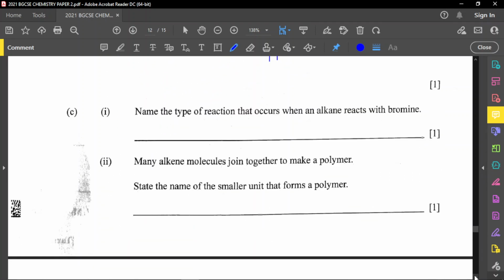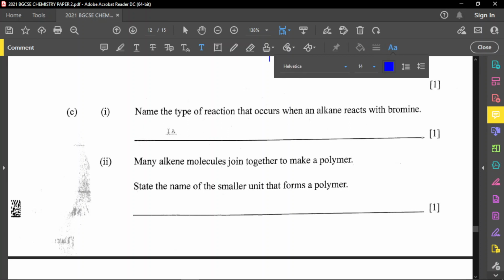Part C is to name the type of reaction that occurs when an alkane reacts with bromine. I said brine, with bromine. So when an alkane reacts with bromine, which is from group 7, they're called halogens. So this reaction is called halogenation. And halogenation is also what you can call a substitution reaction as well. So halogenation is a substitution reaction. Just to make a note of that.